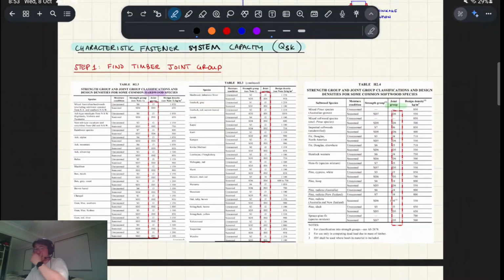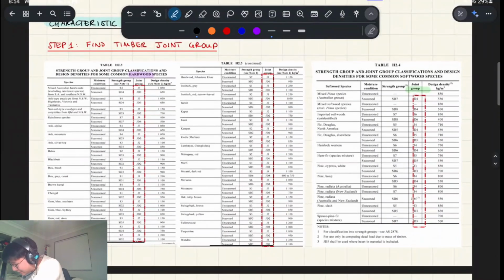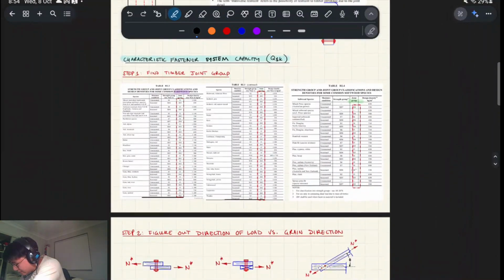Find the joint group. So these are the same tables as previous, but I've just pasted them again here for the sake of it being easy to find. If you print this out, it might be hard to read because I've made the font a little bit small, but hopefully it still prints out okay.